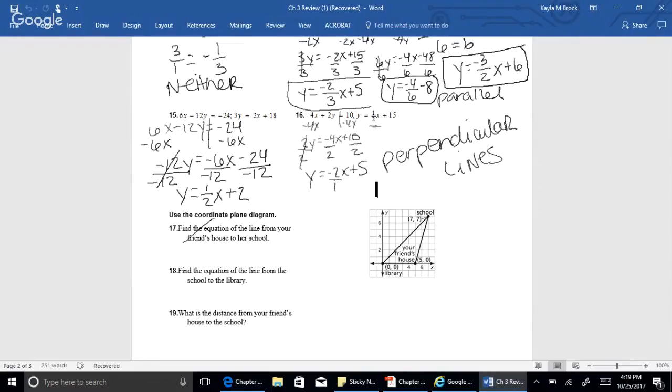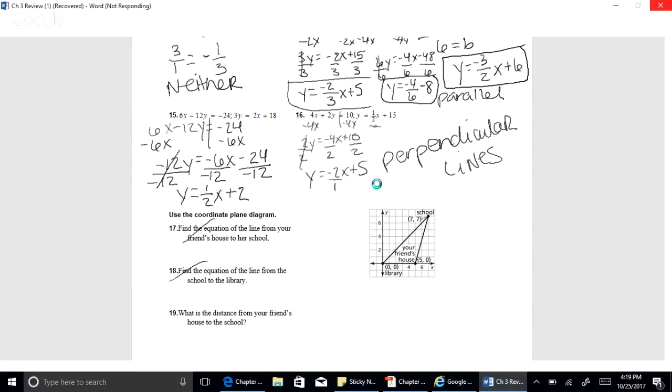Okay, 17 and 18 I didn't include on your study guide because they are not on your test.